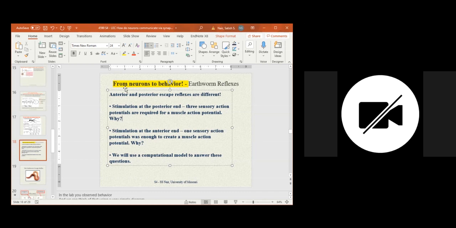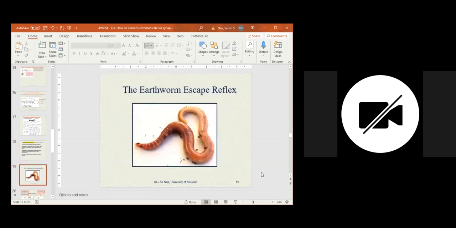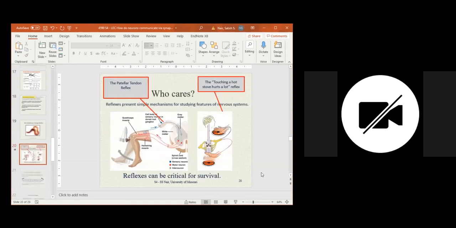exhibit that escape reflex. And I ask you the question, why? Why is that so? If you stimulate the anterior end, just 1 sensory action potential is enough to elicit the escape reflex. Again, the question is why? Why is the difference between stimulating with the same strength? If you stimulate the posterior end, it may not elicit an action potential, while it may for the anterior end. So we will use a computational model to answer this question. Okay. So that's a model given to you, earthworm escape reflex.